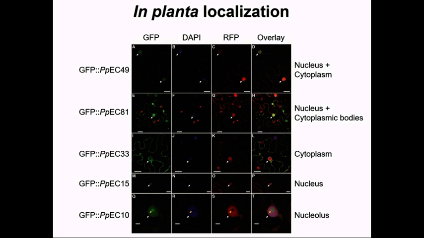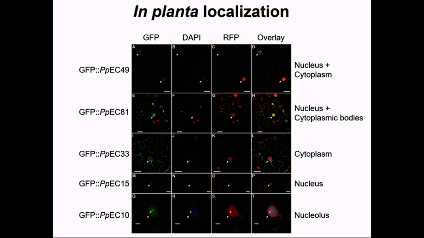So we have a distribution which is in both the nucleus and cytoplasm. We also have nucleus and cytoplasm, but instead of having a nice even distribution in the cytoplasm, this one is an example where we have these so-called cytoplasmic bodies. I don't know what that means. We're just using the term bodies. Then we have PPECs that are cytoplasmic only, so they're not actually in the nucleus, but they're restricted to the cytoplasm.